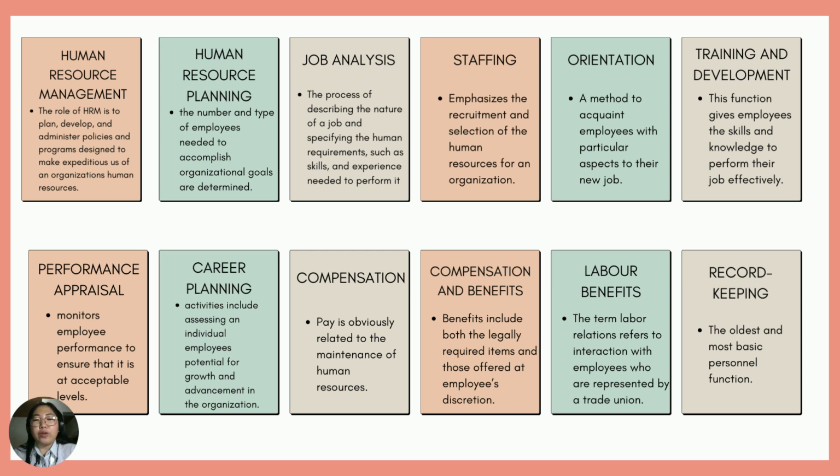So there is another form of compensation which is called benefits, other than direct pay for work performed, because it includes the legally required items and those offered at the employer's discretion. Next one is labor relations. The term labor relations refers to interaction with employees who are represented by a trade union. The last one, record keeping, the oldest and most basic personnel function, involves recording, maintaining, and retrieving employee-related information for a variety of purposes.